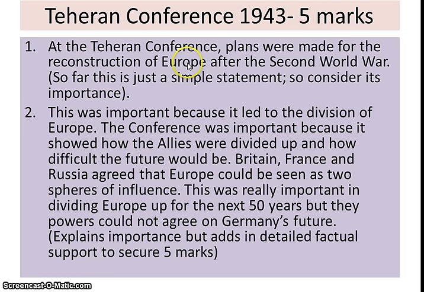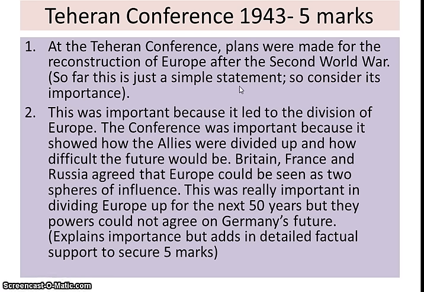If we were to look at the Tehran conference in 1943, we've got to gain 5 marks. At the Tehran conference, plans were made for the reconstruction of Europe after the Second World War. So far, that is just a simple statement, isn't it? So you need to consider its importance and make a judgment as to why it's important. Then you start to gain 5 marks.